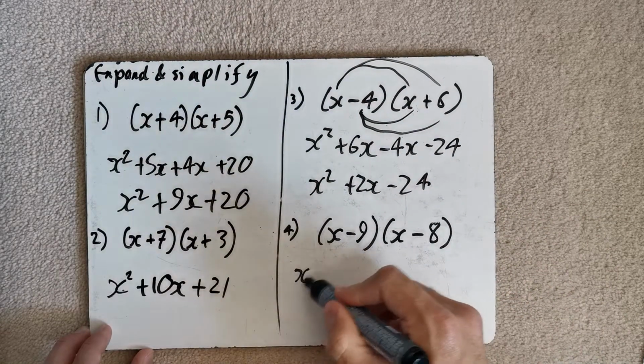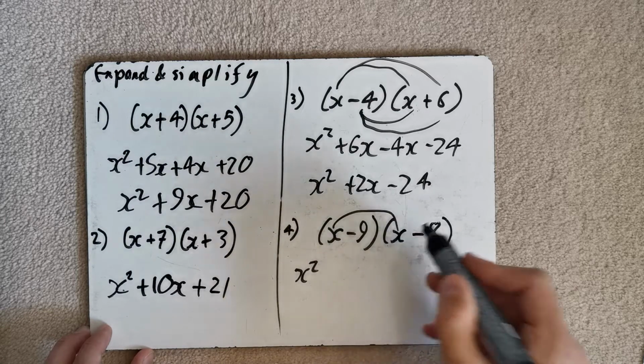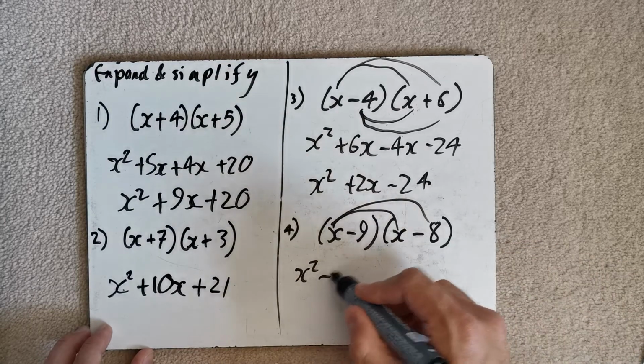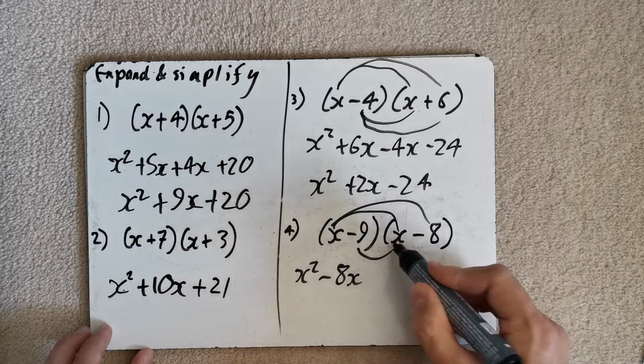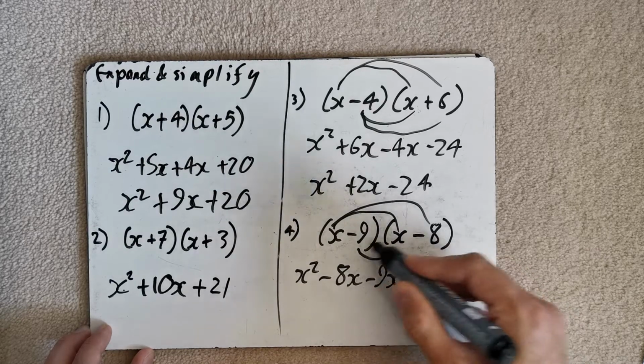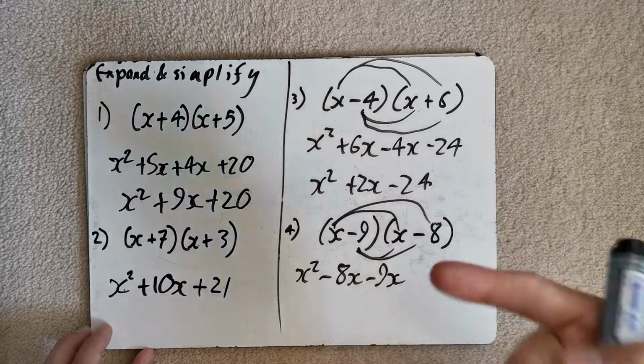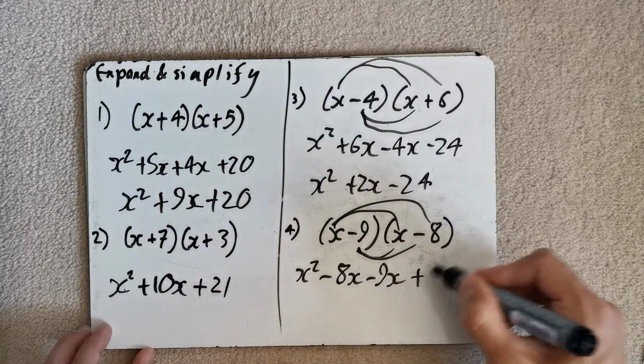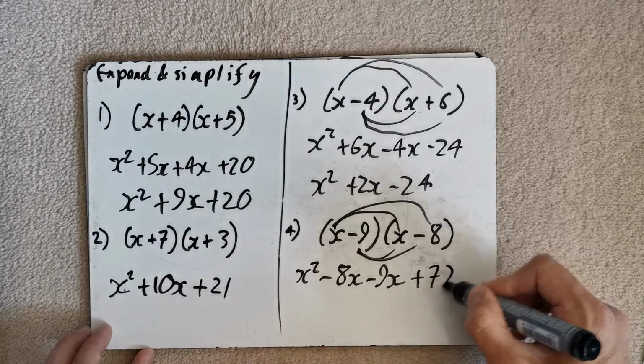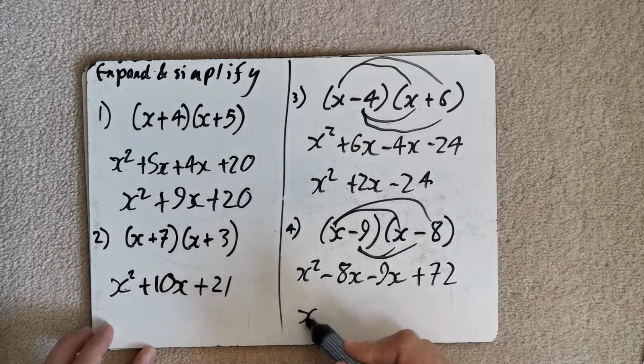x times x, x squared. That's done. x times minus 8 is minus 8x. Minus 9 times x is minus 9x. Minus 9 times minus 8, negative times negative is a positive. Gives you plus 72. Had to think about that just then.